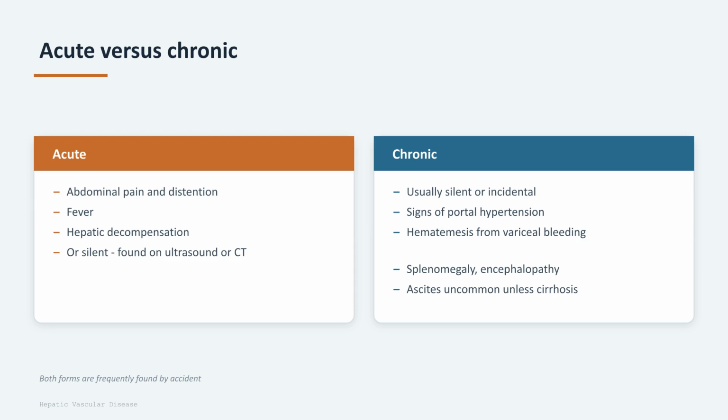When it does speak, it speaks with portal hypertension: hematemesis from bleeding varices, a big spleen, encephalopathy, and here is the discriminator. Ascites is uncommon in chronic portal vein thrombosis, unless the patient also has cirrhosis.